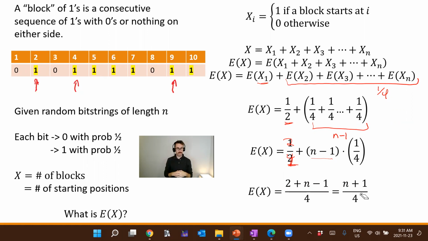All right, and yeah, that's pretty impressive that we can actually figure out on average how many blocks of ones there would be, because this is a mess. If we tried to count all the ways that we can have 3 blocks, it is a complete mess. So using linearity of expectation and choosing our random variables correctly, we come up with something very easy. So yeah, linearity of expectation is quite impressive in that way.